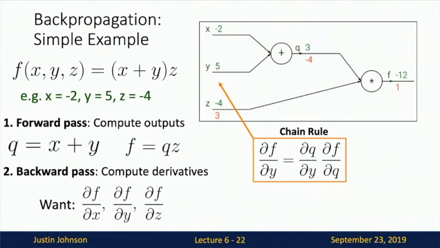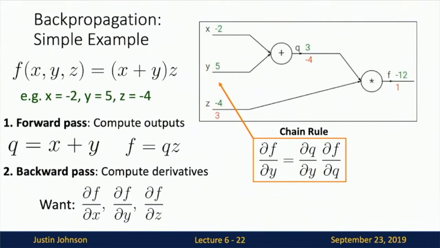And this is very intuitive, right? The idea is that if y changes by a little bit, then q is going to change by some little bit dq/dy. And then if q changes, then f is going to change some little bit, which is the other derivative. So then to take into account these two effects, we need to multiply them.